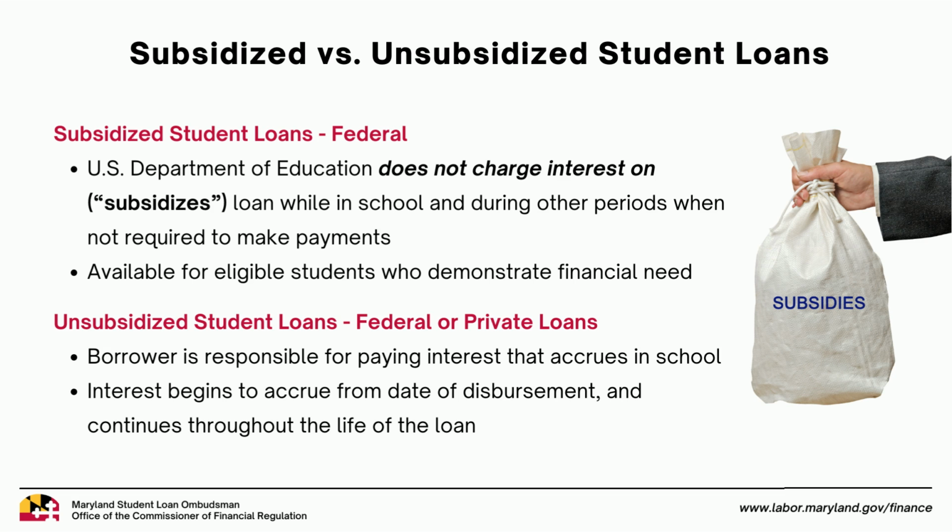Unsubsidized loans, on the other hand, are loans for which the borrower is responsible for paying all of the interest that builds up on the loan while they are in school, regardless of the loan status. Interest on unsubsidized loans accrues from the date of disbursement of the loan and then continues accruing throughout the life of the loan. Private student loans are typically unsubsidized, and you can expect to pay all of the interest that accrues, including interest that is charged while you're in school.